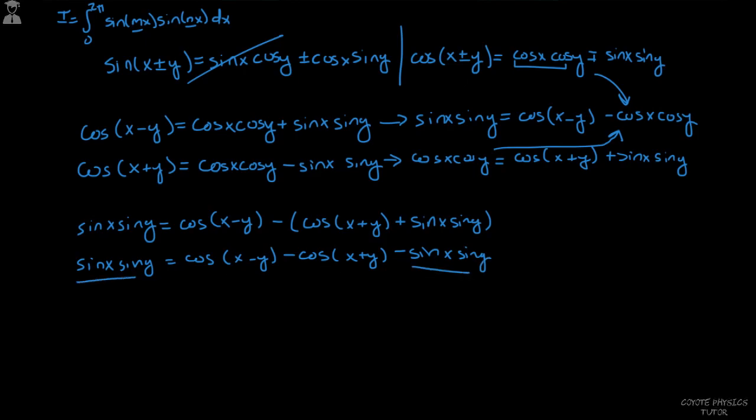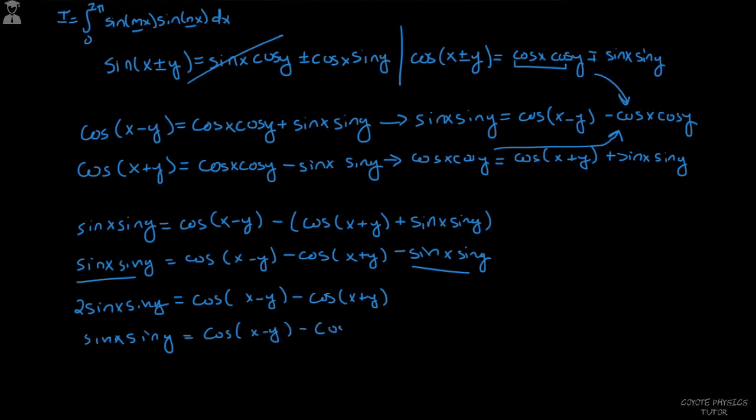All I have to do is just add a sine x sine y to both sides, and I end up getting 2 sine x sine y equals cosine of x minus y minus cosine of x plus y. And then finally, I end up getting an expression that I can easily solve: sine x sine y equals cosine of x minus y minus cosine of x plus y, all divided by 2.